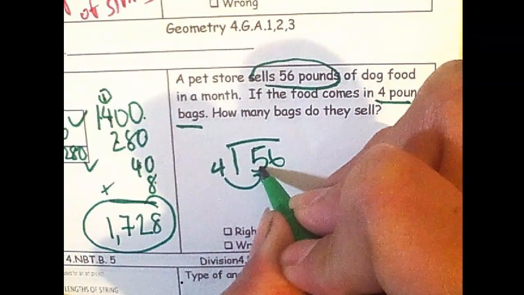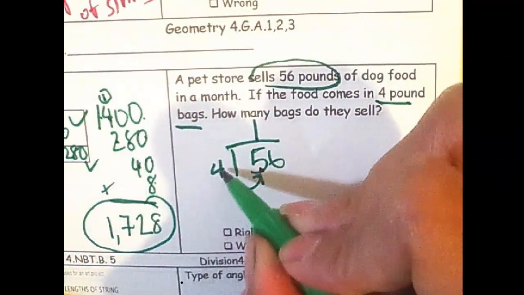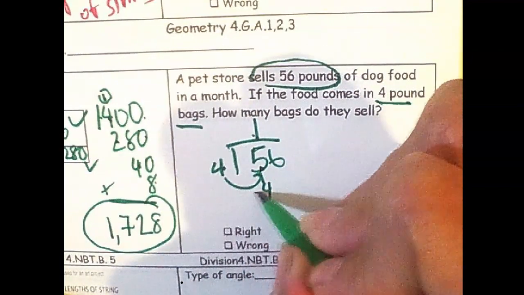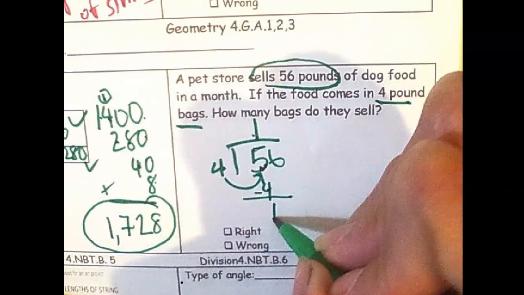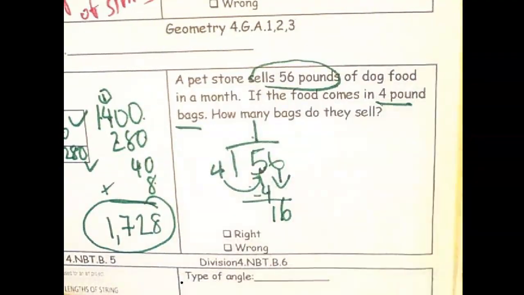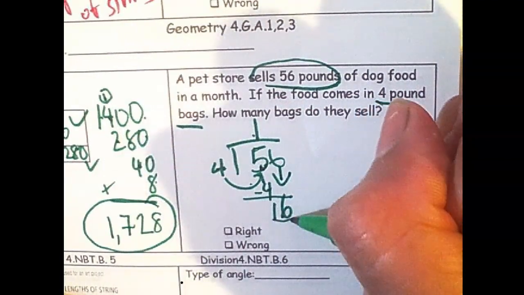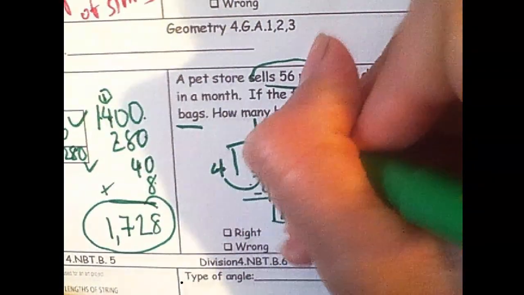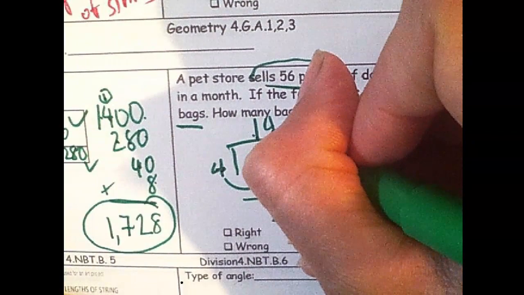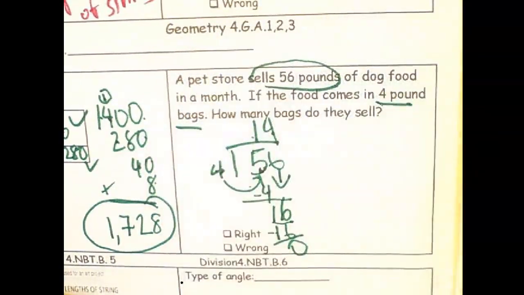I can make one group of 4 when I have 5, so I'm going to record the groups up here. And after I made one group, that means I used up 4 of the 5, so the remainder will be 1. 5 minus 4, I get a remainder of 1. And now I regroup the 6 over here. How many groups of 4 can I make if I have 16? Well, I can make 4 groups because I know 4 times 4 gives me 16. And 16 minus 16, I get nothing as a remainder.